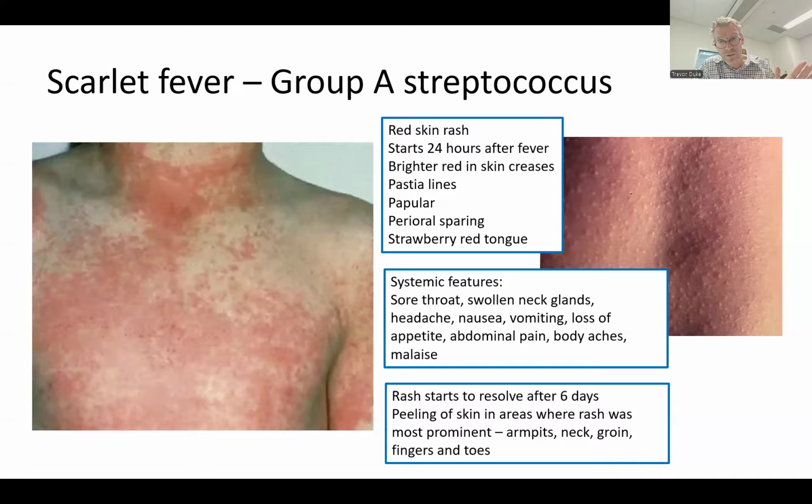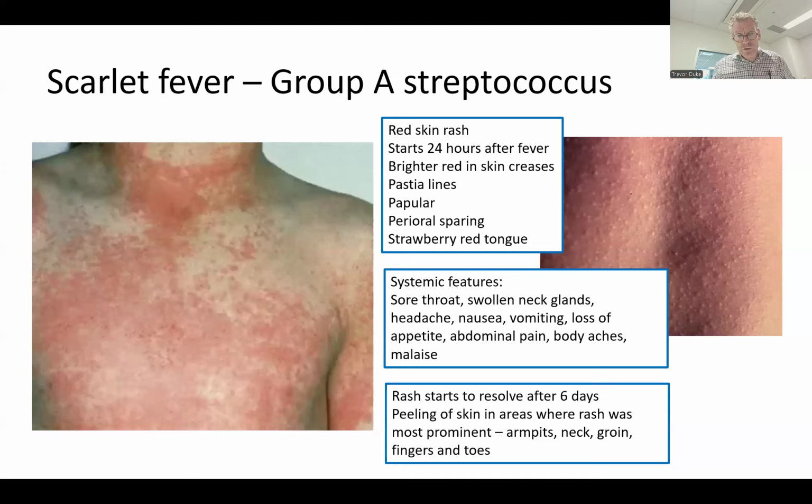The rash starts to resolve after 6 days, and then you get peeling of the skin, especially in the areas where the rash was most prominent, like in the skin flexures, in the armpits, in the neck, in the groin, and the fingers and toes particularly. So this peeling rash sometimes is mistaken for staph scalded skin syndrome, but it's just part of the recovery of scarlet fever. Scarlet fever used to be very common in the 1950s and 60s, and then it became much less common, and now it's becoming more common again. So look out, there'll be children who have scarlet fever from a group A strep infection.